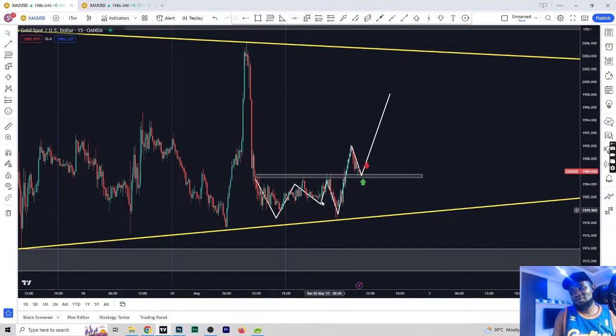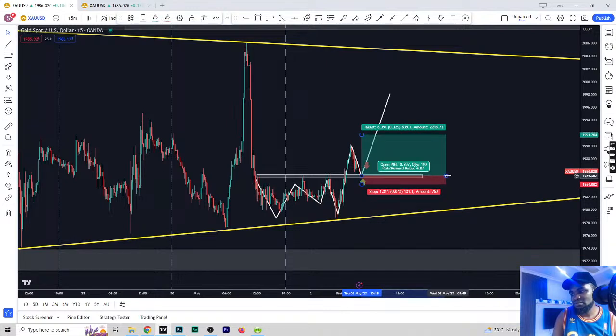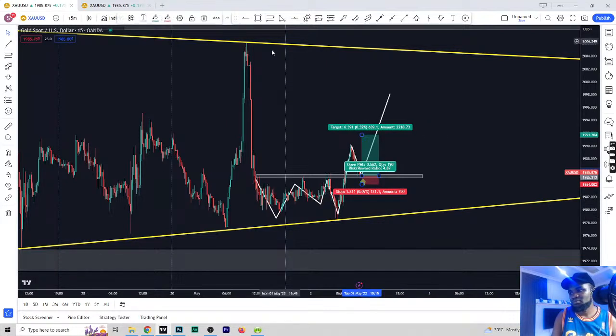So the market is making consolidation. The market has already broken our minor resistance zone. So is it to say we are buying? Are we taking buy from here? Or are we taking sell?